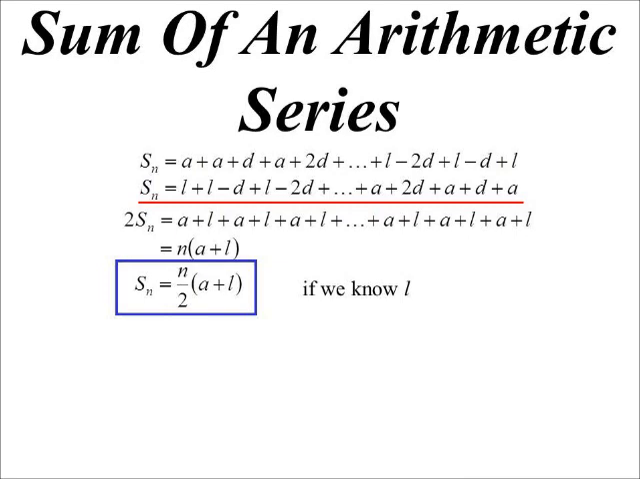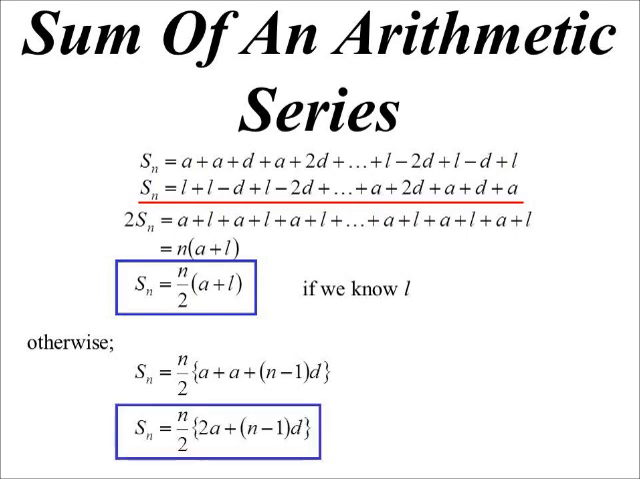Thus getting our formula, n on 2 times a plus L. And that's great if we know the last term. If we don't know the last term, I can simply substitute in the general term for the last term, which is a plus n minus 1 d, and that's why in this formula it's n on 2 times 2a plus n minus 1 d. I think the most common mistake there is people will put a plus n minus 1 d because we're so used to that with the general formula.